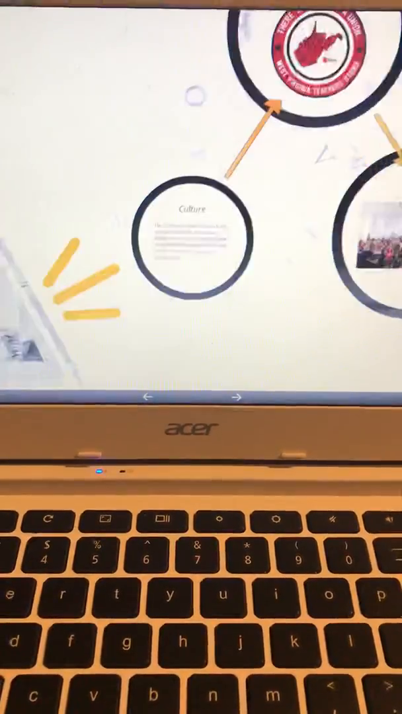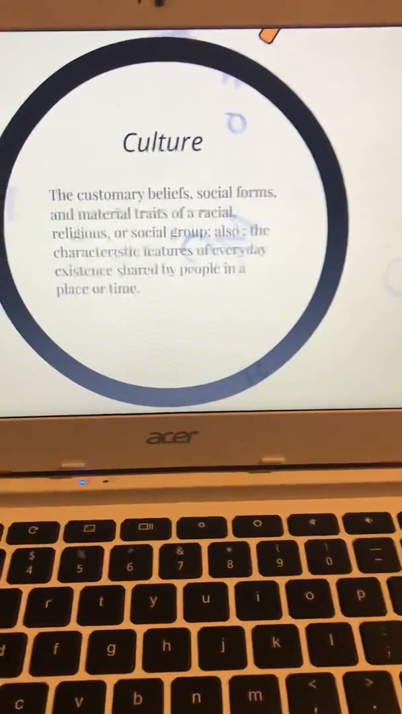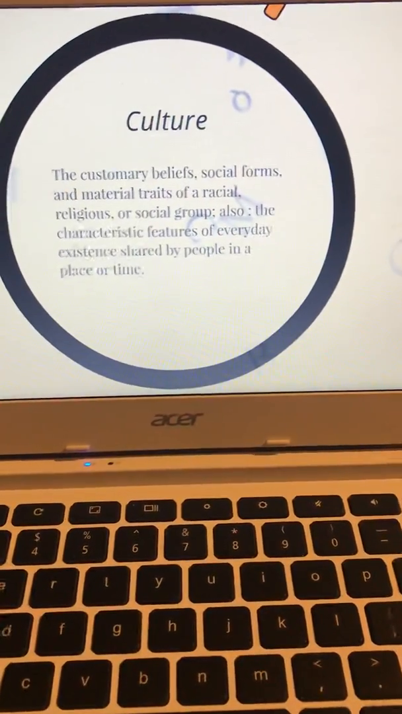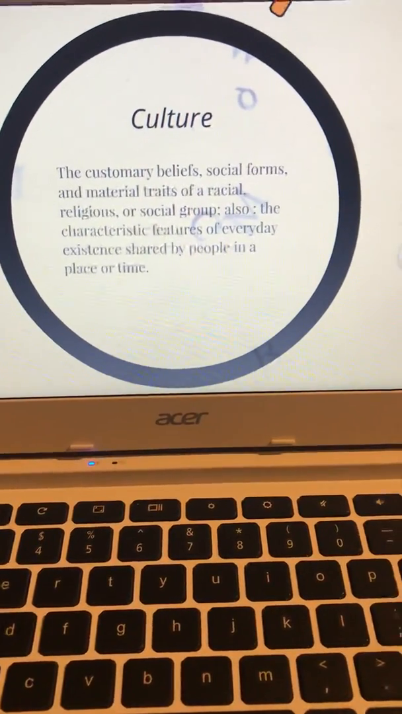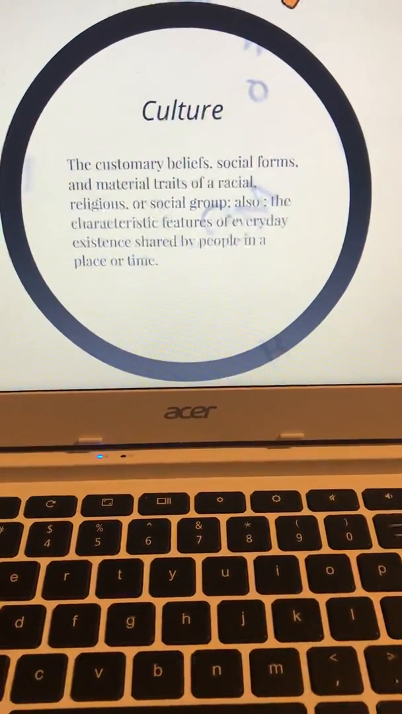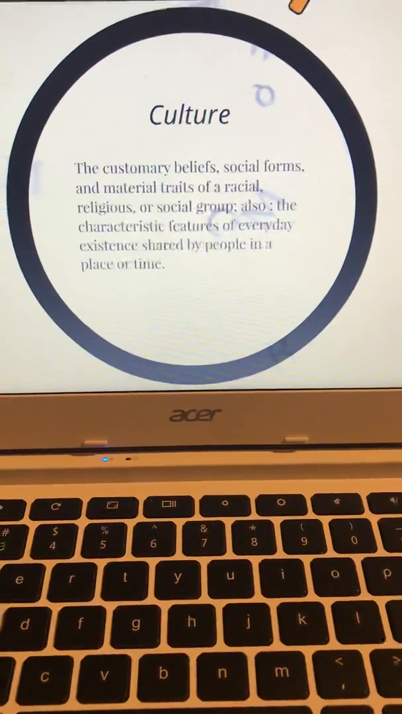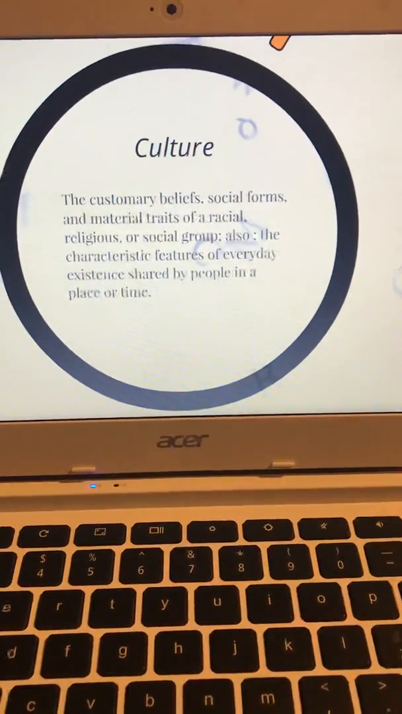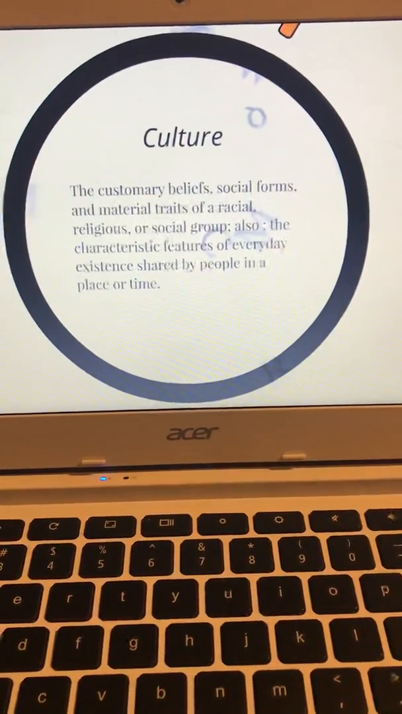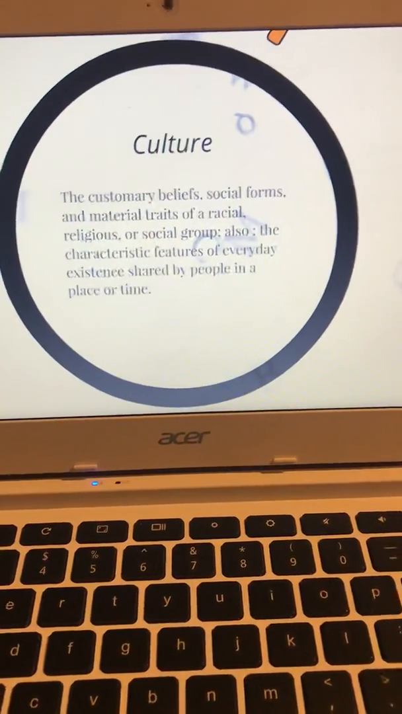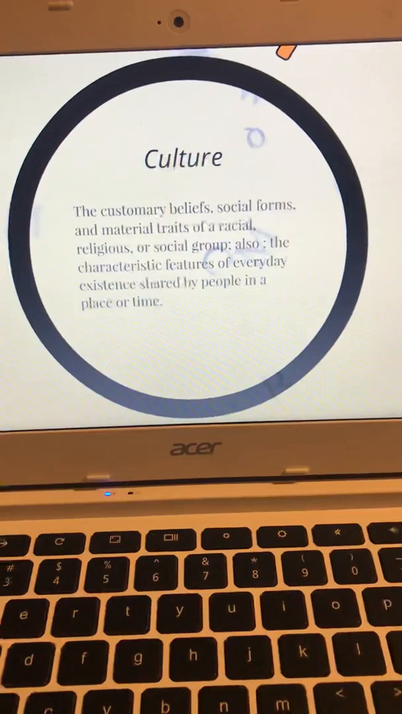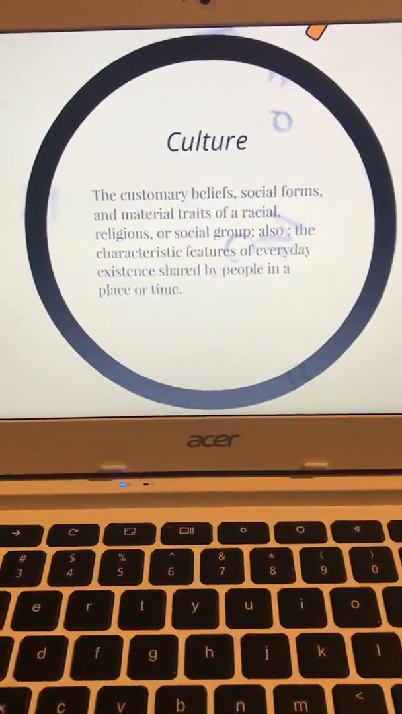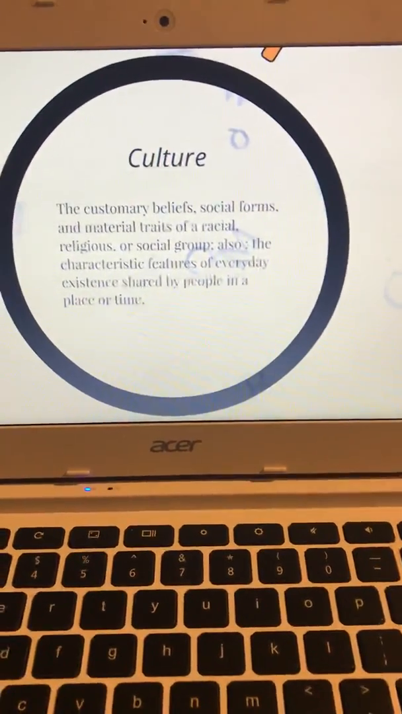First, what is culture? Culture is the customary beliefs, social forms, or material traits of a racial, religious, or social group. Also, the characteristics, features of everyday existence shared by the people in a place or a time. Culture is not just defined by that. There are many different things that put you into a culture, such as your age, race, religion, maybe your job, something you've chosen to do, or involuntary.